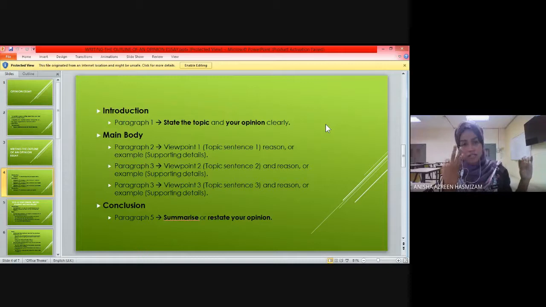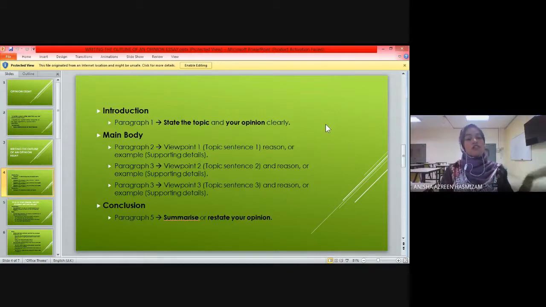State 3 main ideas in your thesis statement. And then there are body paragraphs. Paragraph 2 is main idea 1, topic sentence 1, why, because it has its examples, that is your supporting details. Okay, topic sentence, then what follows is your supporting details. Topic sentence, supporting details. Topic sentence, supporting details. Same thing. Okay, just what I have taught you before.